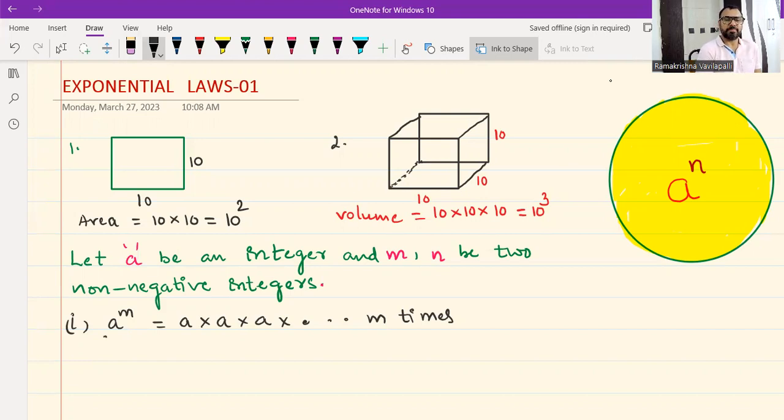Now what do you call a and what do you call m or n? Here you see in a to the power of n, this a is called base. This is called base. And this power, this n is known as a power or index or exponent.